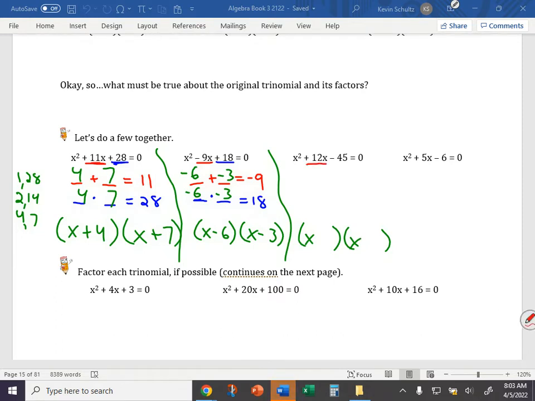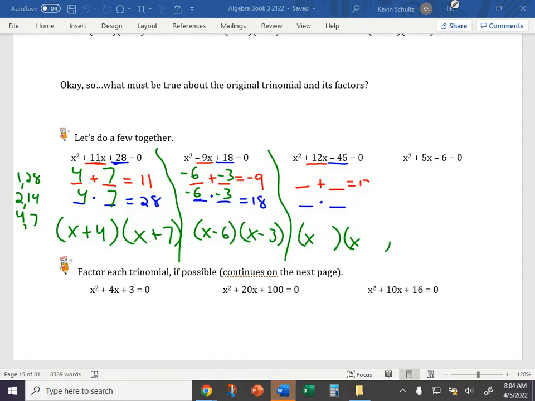We are looking for this relationship, and we are looking for this relationship. Okay? It's supposed to be a 45, right?